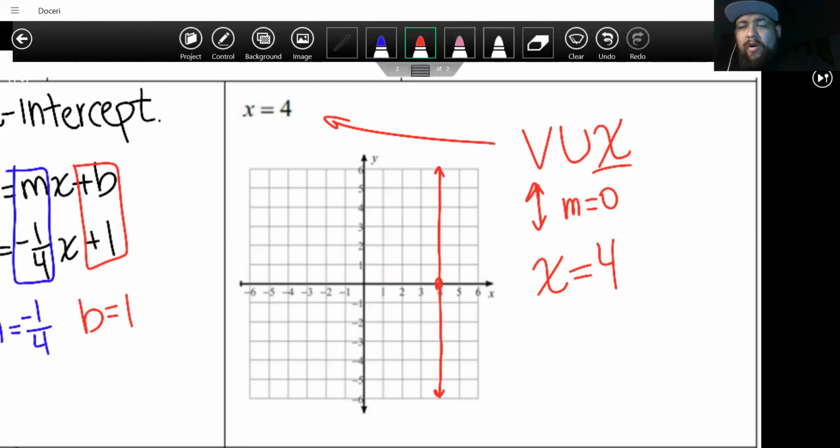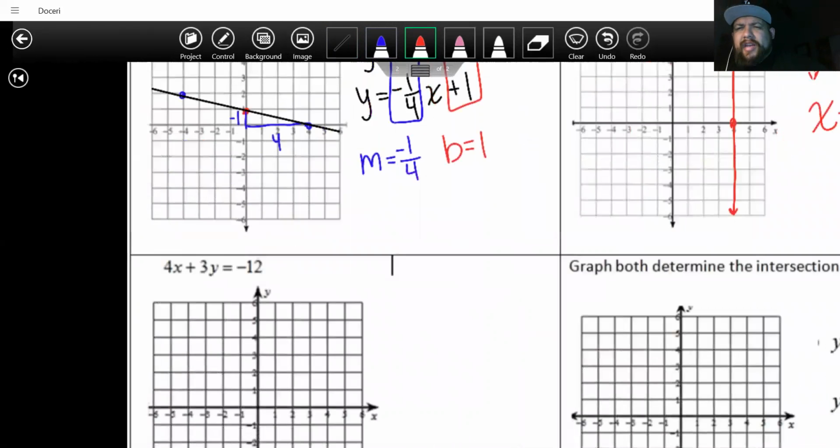Okay. HOY would be horizontal or sideways, so keep that in mind as we do them. HOY-VUX is a crucial thing. You guys need to know how to do that, okay? Especially next year as well.